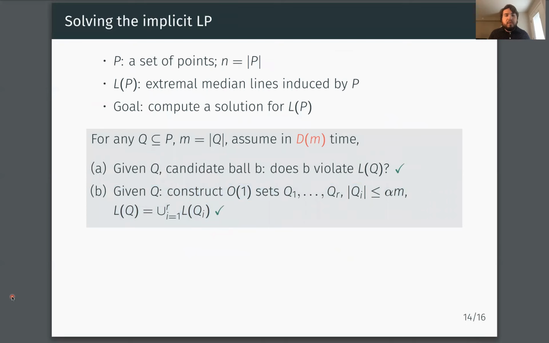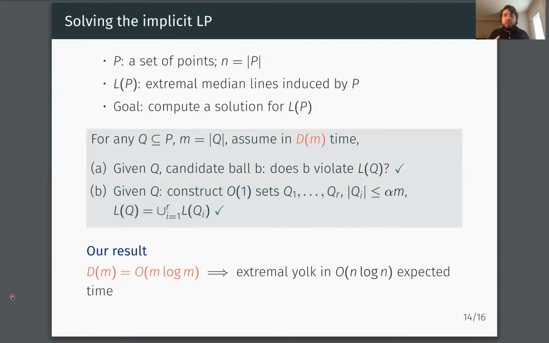So putting both of these ingredients together, you can show that D of M is bounded by M log M, and so the extremal yolk can be computed in n log n expected time. Now, everything I've said here can be generalized to higher dimensions. Cuttings are known in higher dimensions. Zones can be computed in higher dimensions. So in fact, the algorithm just immediately generalizes and you get an algorithm which runs in n to the d minus 1 log n time in R to the d.